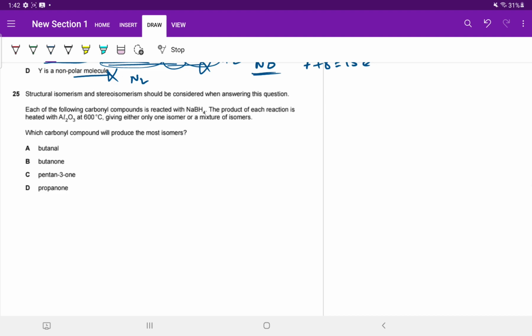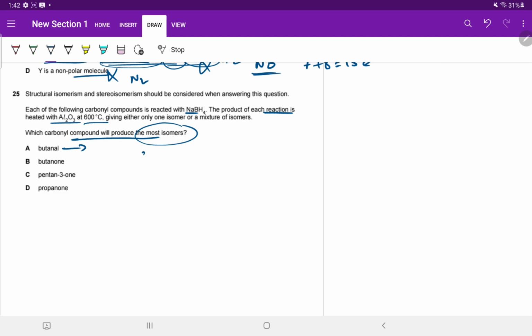Question number 25. Structural and stereoisomerism should be considered when answering this question. Each of the following carbonyl compounds is reacted with sodium borohydride, or NaBH4. The product of each reaction is heated with Al2O3 at 600 degrees Celsius to give either an isomer or a mixture of isomers. Which carbonyl compound will produce the most amount of isomers? Okay, let's take the first one. For example, it says butanal.